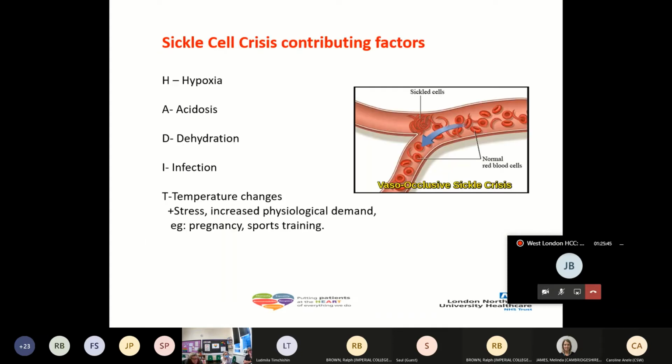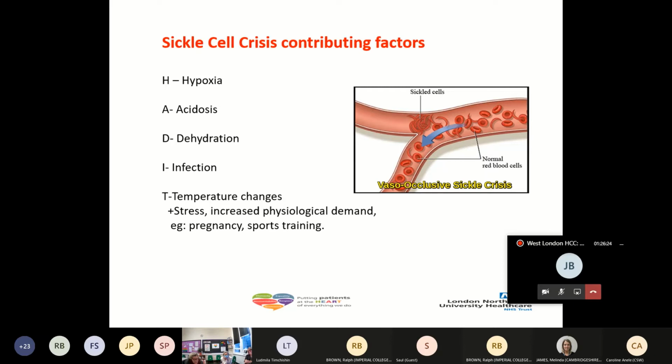Next slide, please. So Caroline's already spoken a lot about the red blood cell and how that's affected, but she did say about the precipitating factors that can affect your red blood cells, and there's a little acronym of HADIT that makes them sickle more. So H would be for hypoxia, so any change in the oxygen intake to your red blood cell will make them sickle more. Similarly, acidosis, so if there's too much acidity or too little acid within your red blood cell, that's going to make them sickle more.